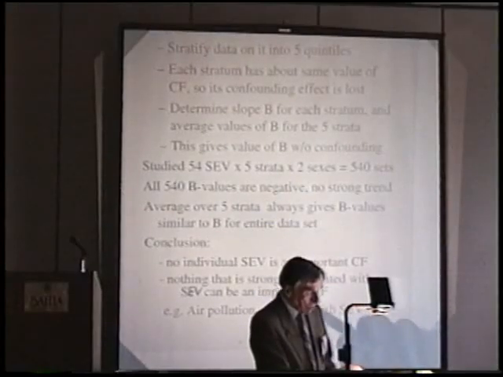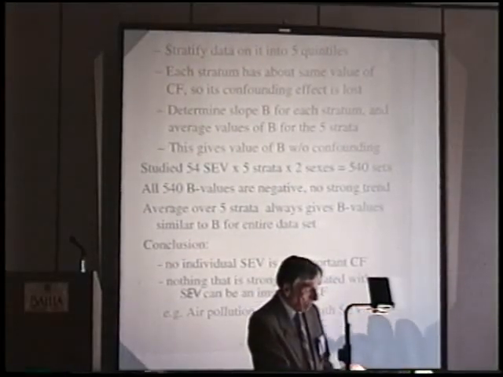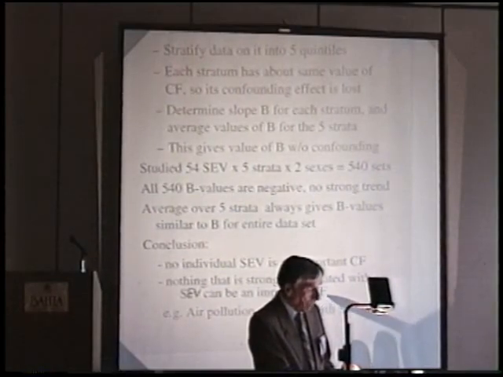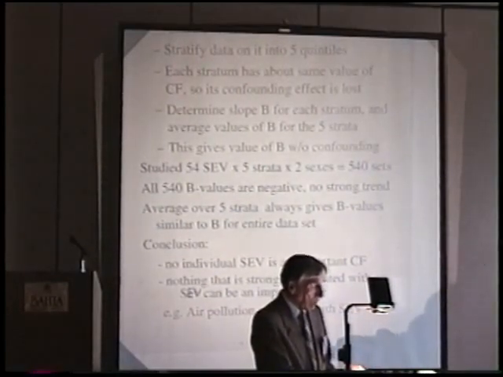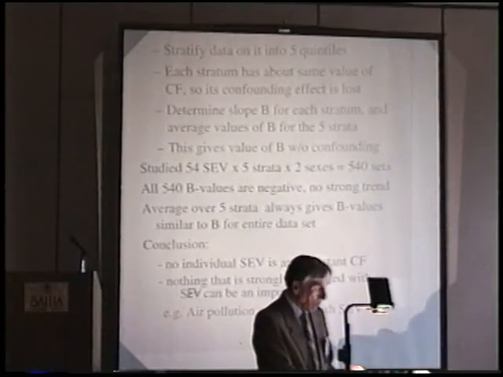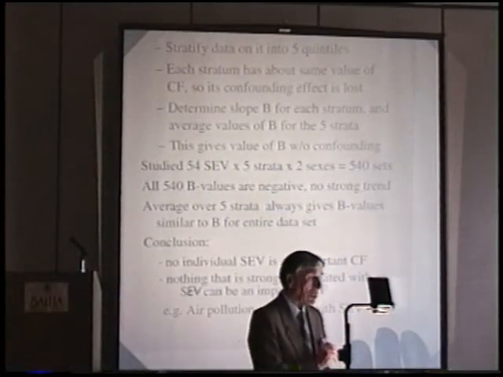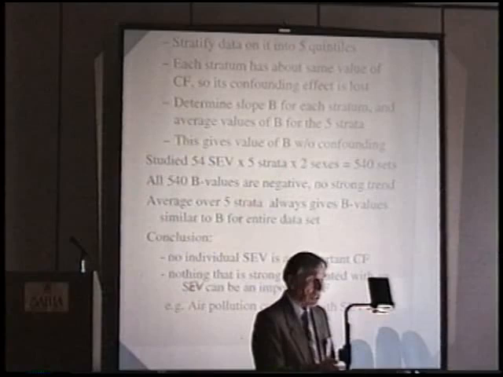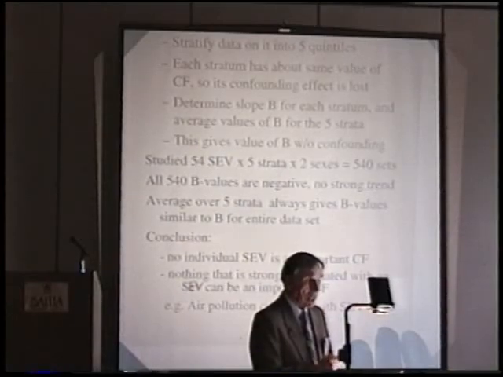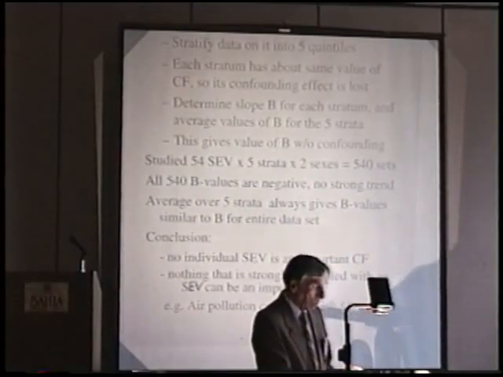and also nothing that is strongly correlated with a socioeconomic variable can be an important confounding factor. For example, air pollution was not one of our confounding factors. However, air pollution correlates with things like amount of manufacturing, with population density, things like that. So therefore, air pollution has to be excluded here.